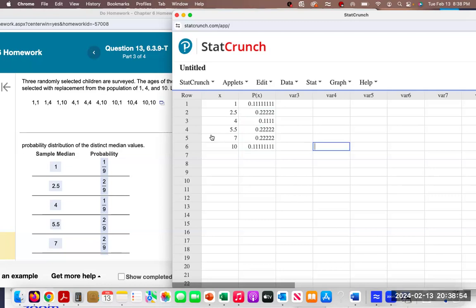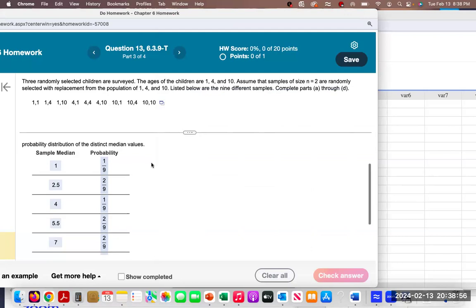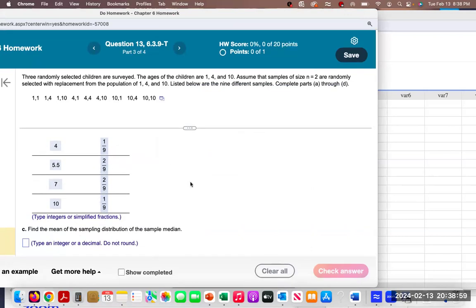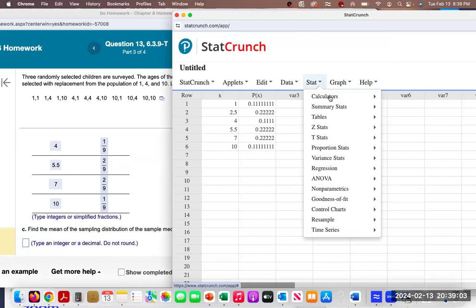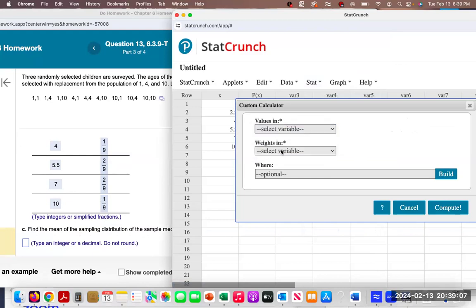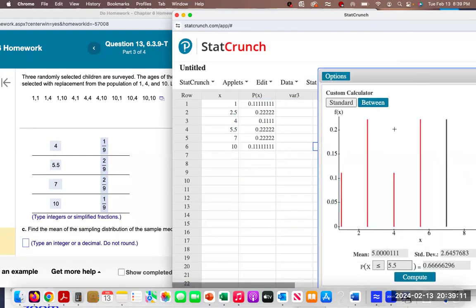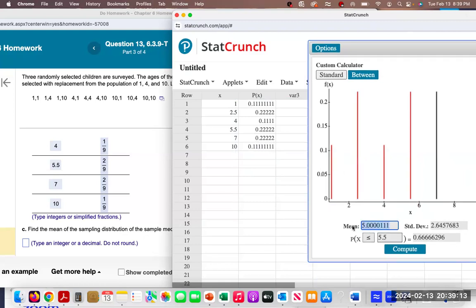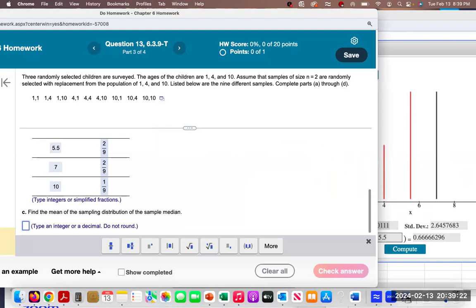Okay, so let's find the mean of the sampling distribution for the sample medians. Go to Stat, Calculator, Custom. Values are the x's, the weights are in the px, and then we compute. There we have the mean. If we round it, we get 5. Okay, so we get 5.